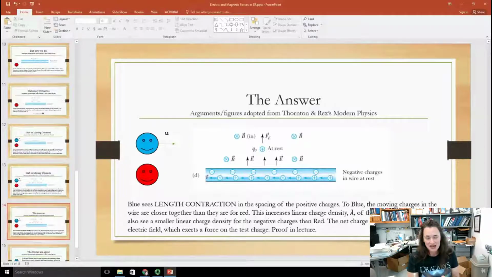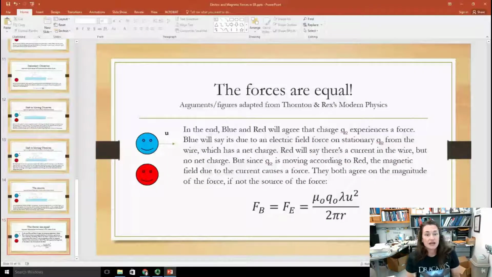We're going to call this linear charge density lambda. And lambda will be the net charge per unit length on that wire. This net linear charge density causes an electric field force that repels that positive test charge away from the wire, and that's the source of the force for blue. Crazy, but true. Now, I'll show you the proof of this in the lecture, but here's the answer.